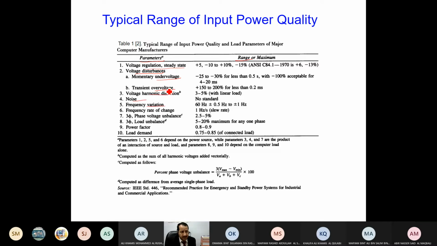You see here many parameters. For these parameters, he makes a range, as an example. He says undervoltage, we accept: this equipment can handle undervoltage between -25 to -30% of the total voltage. He makes it clear. As an example, frequency variation: this equipment is working on 60 Hz, but accepts ±0.5 Hz. So if it is coming at 60.5 or 59.5, the equipment is still working and can handle this variation, and so on.